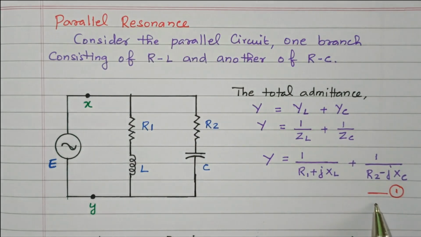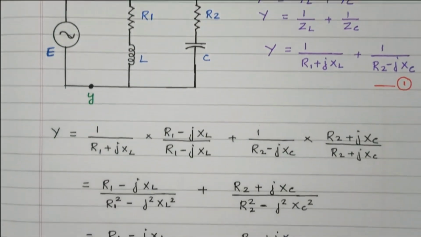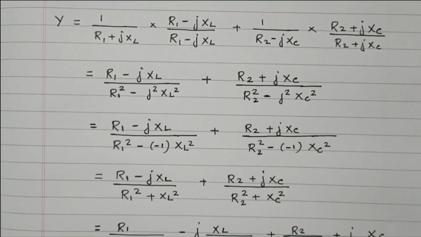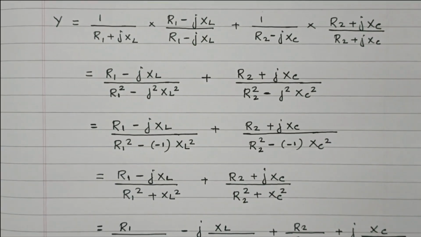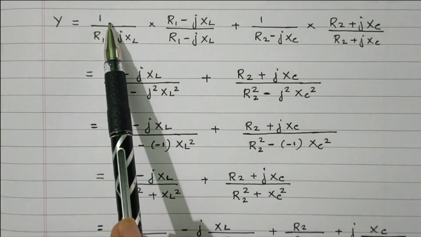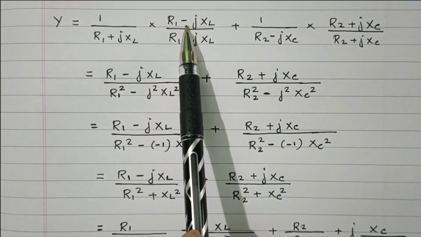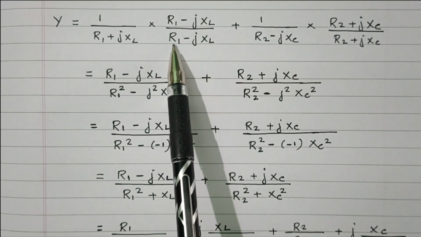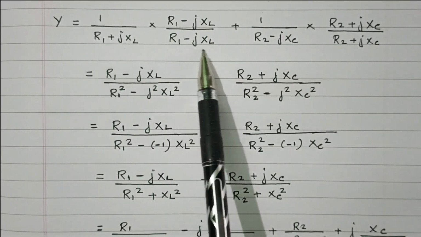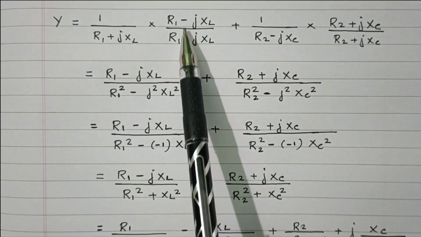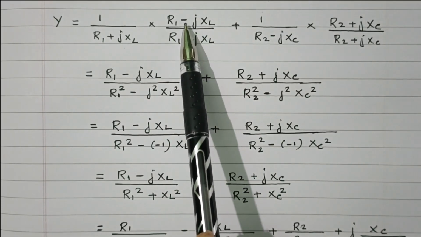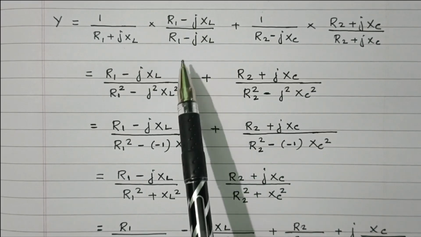Now we'll take this equation number 1. Here the j term is available in the denominator. In order to make it available in the numerator, we are going to multiply and divide by a term so that we can bring the j term in the numerator. So this first term, 1 divided by R1 plus jXL, is multiplied with R1 minus jXL divided by R1 minus jXL. So while multiplying and dividing, the original will not be affected.